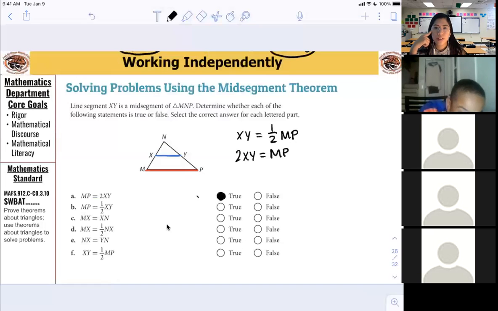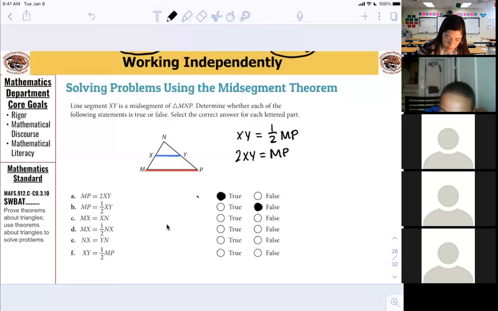Tyrone says true, Perla says false. Tyrone says wait, no, false. Okay. Who else? Is this true or false? False, false. Majority wins. Good, this one's false.